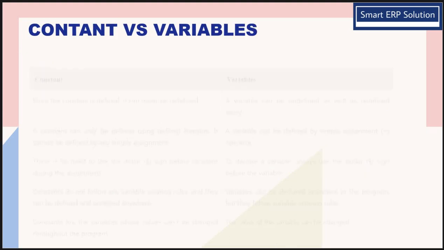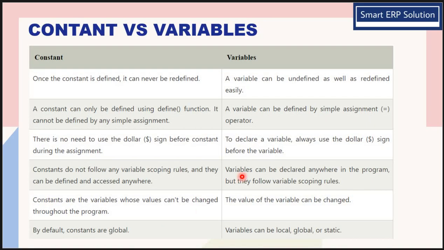Constant versus variable. This is the constant, and this is a variable. For constant, once the constant is defined, it can never be redefined. For variable, a variable can be undefined as well as redefined easily.